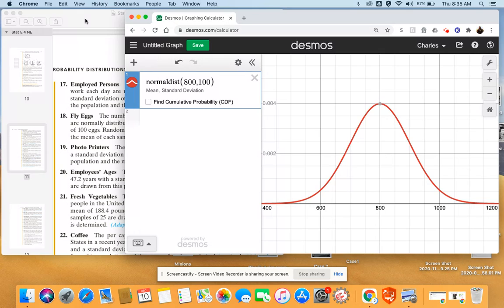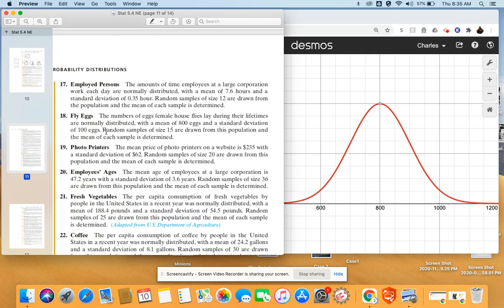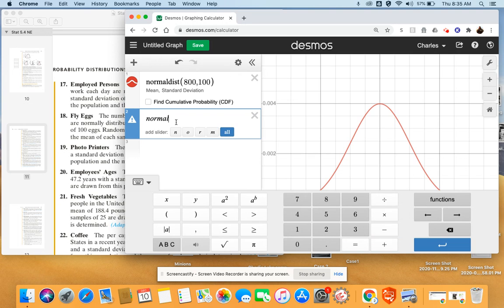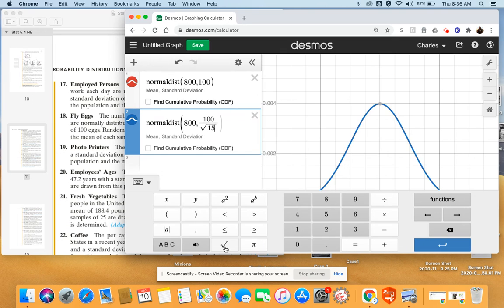So when we do this process for the central limit theorem, where we're taking a sample of data points instead of a single data point, random samples of size 15 are drawn from this population. We're going to put a second normal distribution. The mean doesn't change. That always stays the same. However, what will change is instead of having 100 as our standard deviation, we'll have 100 divided by the square root of our sample size, which is 15. And we can already see this graph has popped up here in blue.